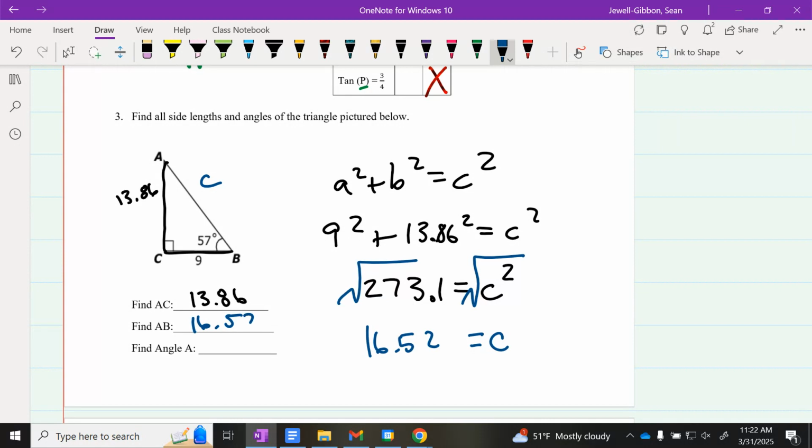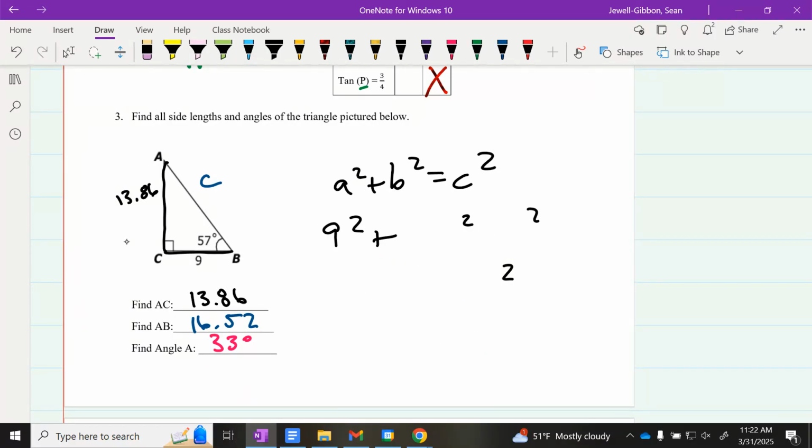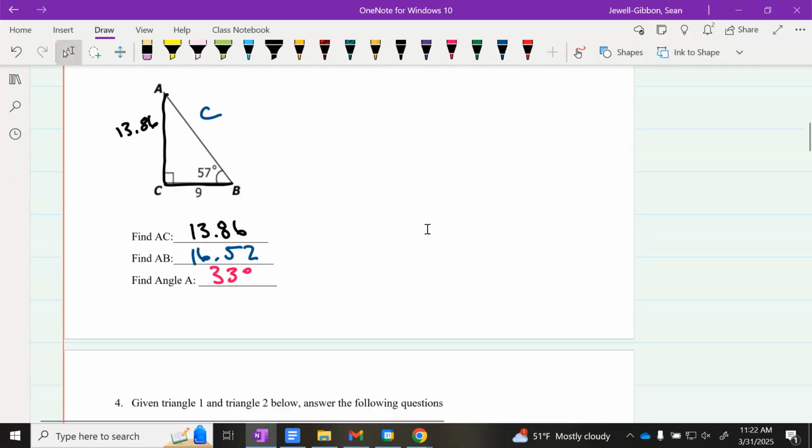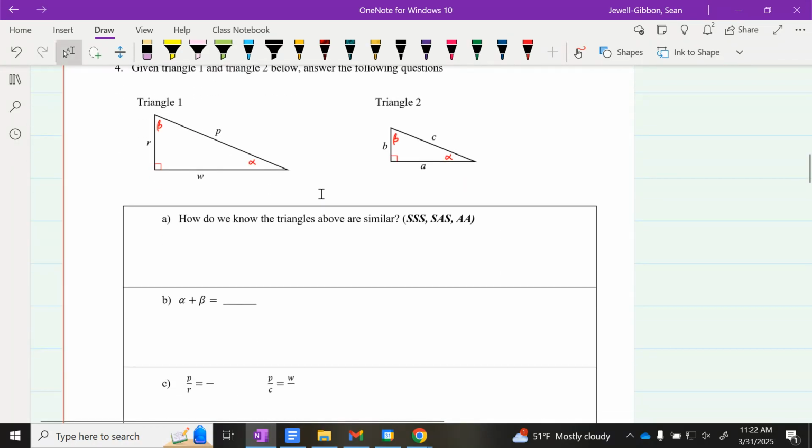Alright, and then finally finding angle A. Remember, there's 180 degrees in every triangle. In a right triangle, we've already gotten rid of 90 of those degrees, so we have 90 left over. And then if we do 90 and take away 57, which is our other angle here, the complementary angle is 33 degrees. Okay, so as simple as that, 90 minus 57 gives us 33 degrees. All right, next one, so number 4 here, this is kind of a long one.